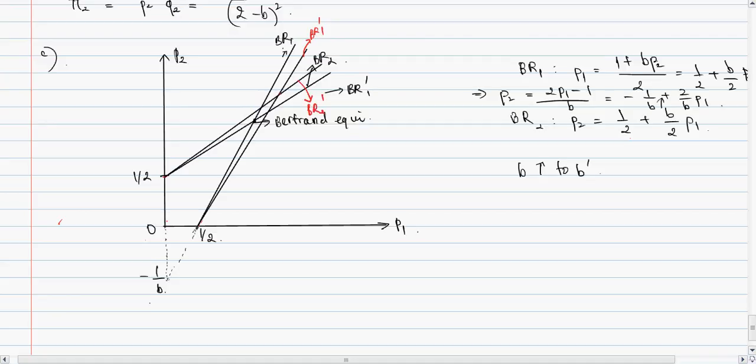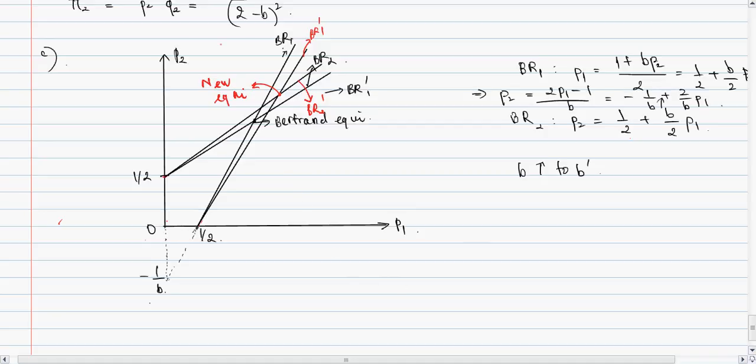Okay, so as you can see, this is the new equilibrium. So this is the new Bertrand equilibrium that we will be able to find. Okay, so that is how an increase in B will affect the Bertrand equilibrium. Now the question also asks you to draw an isoprofit curve for firm 1.